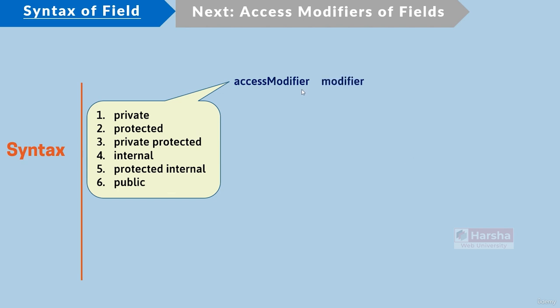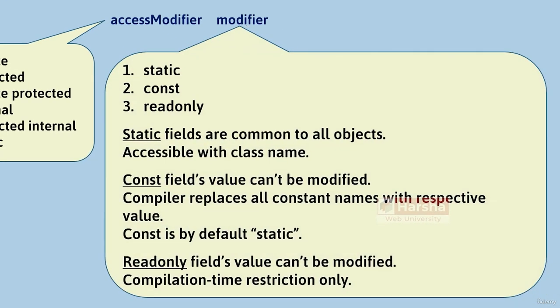And after the access modifier, you can write the modifier. The modifiers of field are 3. But the modifiers are optional. So you may or may not give the modifier for each field. They are static, const, read-only. I will explain about each of these modifiers in the further lectures of the same section.